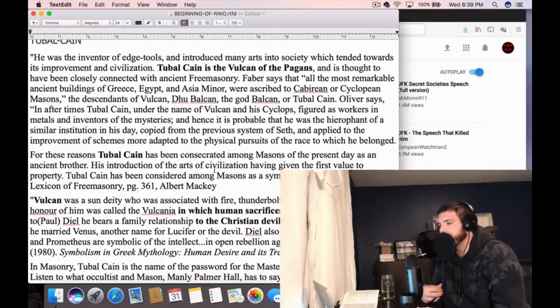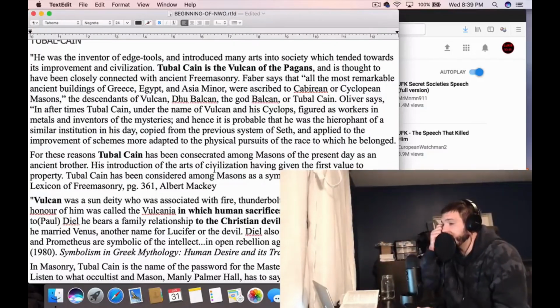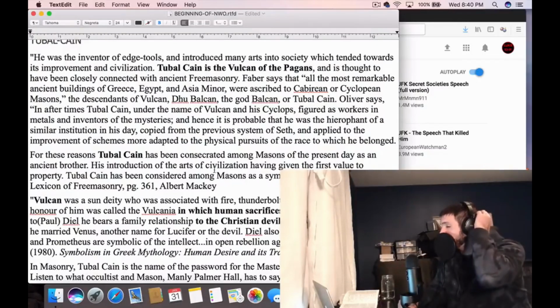Okay, they call Tubal-cain an ancient brother. The Freemasons did. His introduction of the arts of civilization having given the first value to property, Tubal-cain has been considered among Masons as a symbol of worldly possessions. Albert Mackey, Lexicon of Freemasonry. There it is. Famous Freemason Albert Mackey says, Tubal-cain, ancient brother of the Freemasons. And then he also said, Tubal-cain is Vulcan.